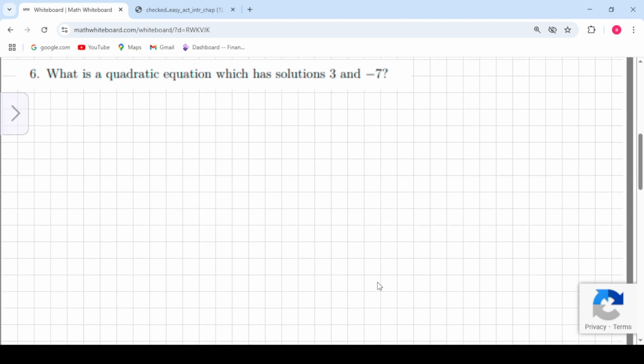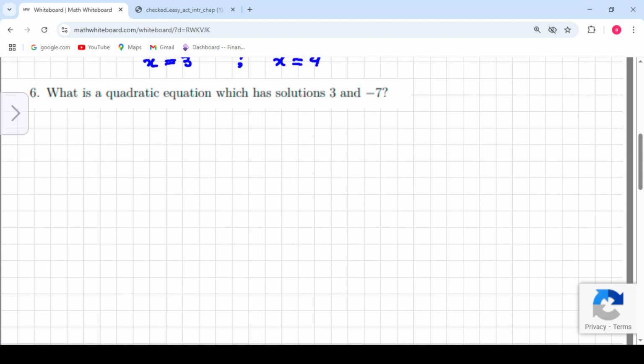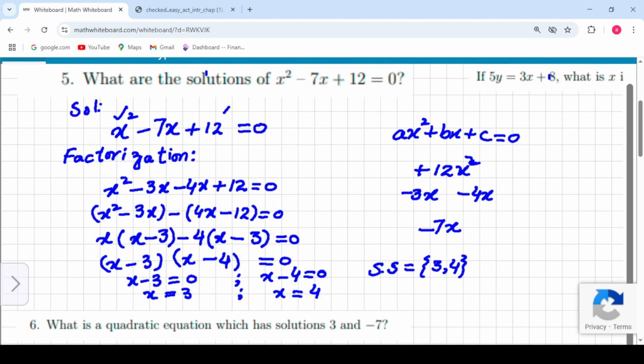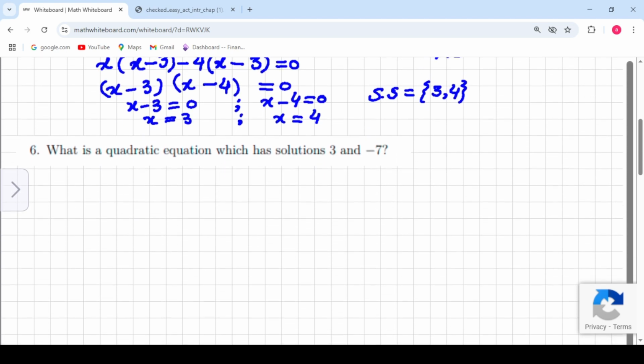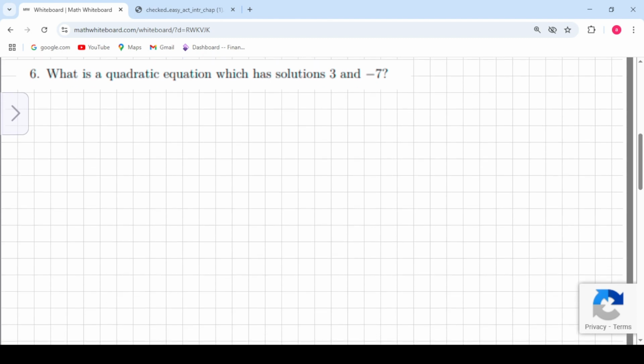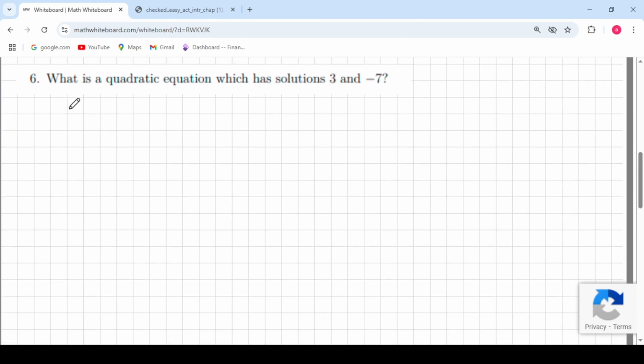The next question is, what is the quadratic equation which has solutions 3 and minus 7? So this is the reverse of the last question, because in the last question we had the quadratic equation and we found the solutions x equal to 3 and x equal to 4. But this is the reverse. We already have the solution given, but we have to find the quadratic equation of it. So we will find the equation from this solution.